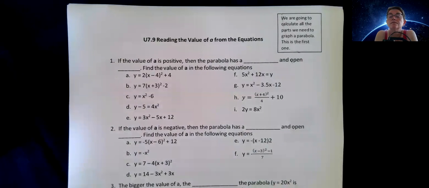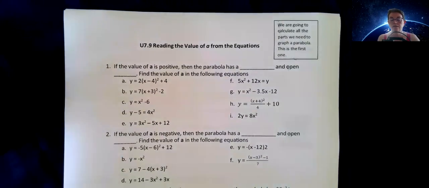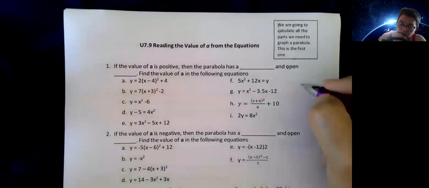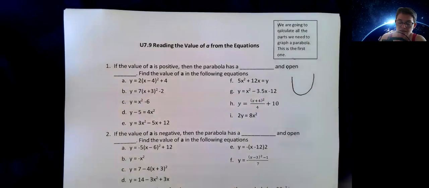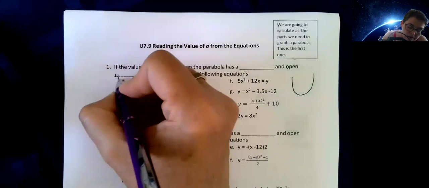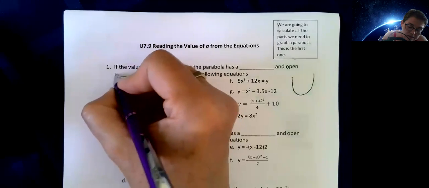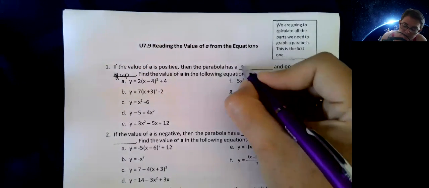So if A is positive, then the parabola opens... sorry, I messed up my camera. Okay, let's just do this because my brain can't do that much. I know if A is positive, it looks like that. So it opens up, and this must have a minimum.